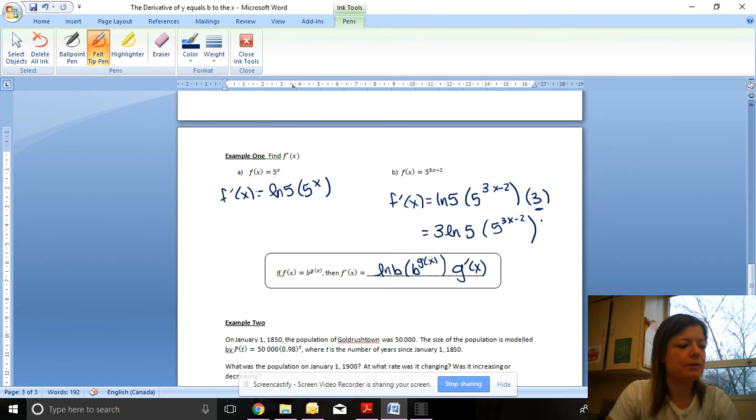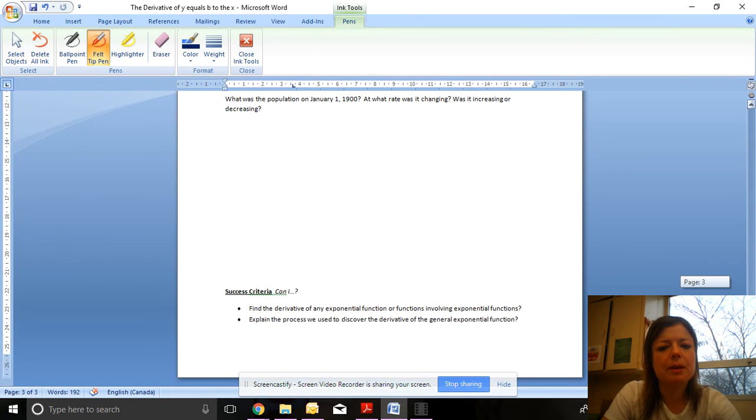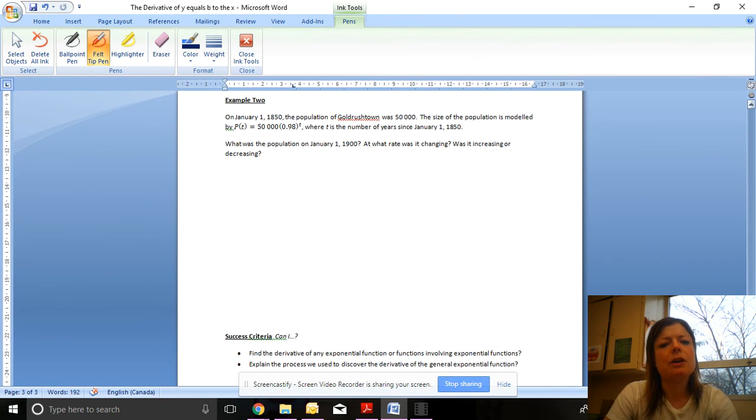Okay, so just one more example, a word problem here. On January 1, 1850, the population of Gold Rush Town was 50,000. The size of the population is modeled by P of t equals 50,000 times 0.98 to the power t, where t is the number of years since January 1, 1850. So let's take a look at that. This means that we have decay, specifically at a rate of 2%, because each year will be 98% of where it used to be, which is a decay of 2%.